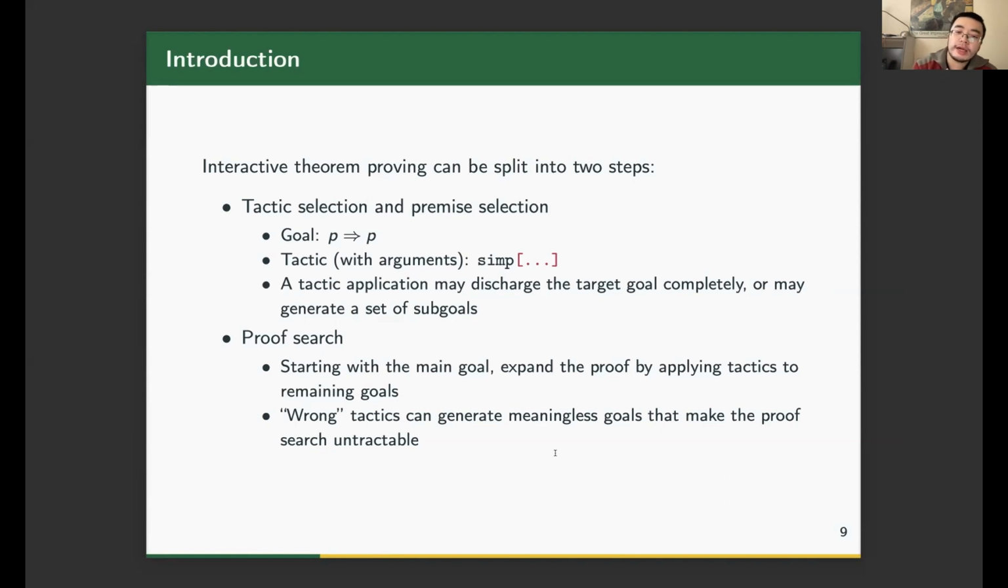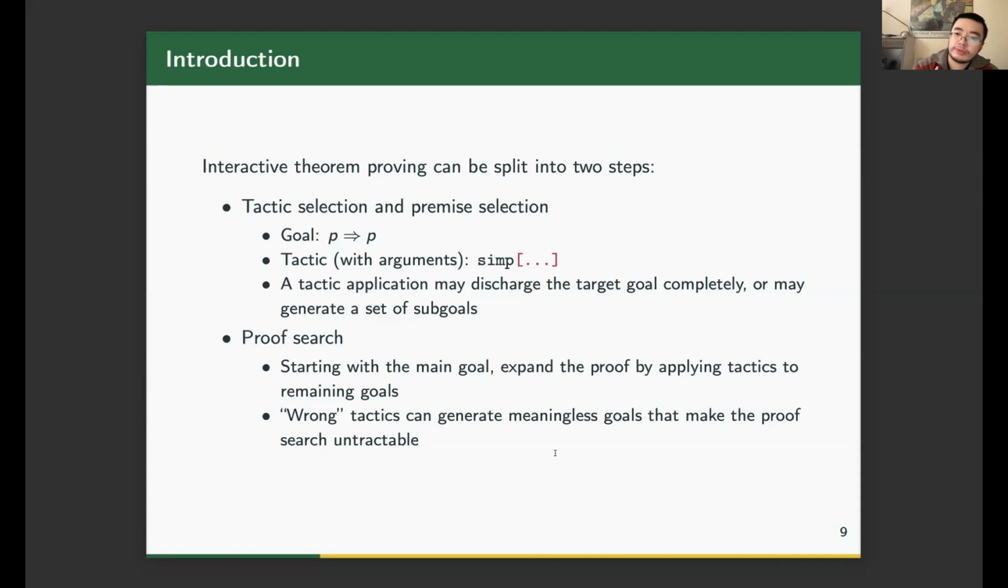So a tactic application may discharge the target goal completely, which means that your tactic completely solves the goal, or it may generate a new set of sub-goals. This is just like what you may see in pen and paper proofs, right? You apply a lemma and you have something new to deal with. So that is the first part.